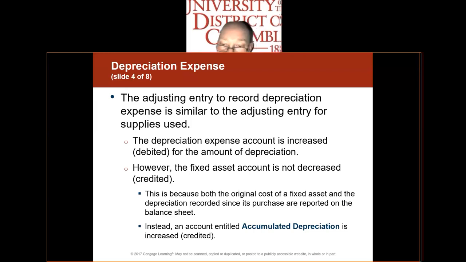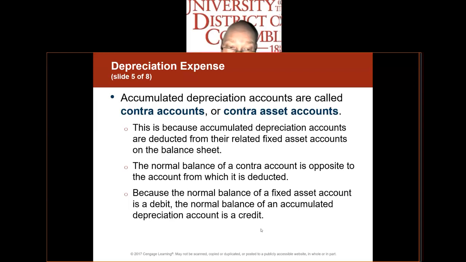This is because the original cost of the fixed asset, in my example $25,000, and the depreciation recorded since its purchase is reported on the balance sheet. So we credit accumulated depreciation. Accumulated depreciation is called a contra account, very similar to your accounts payable and accounts receivable. Those are also called contra accounts. This is because accumulated depreciation accounts are deducted from the related fixed asset accounts on the balance sheet.